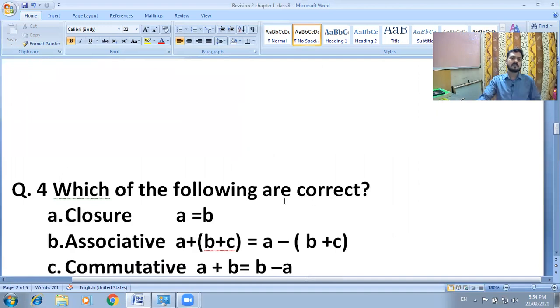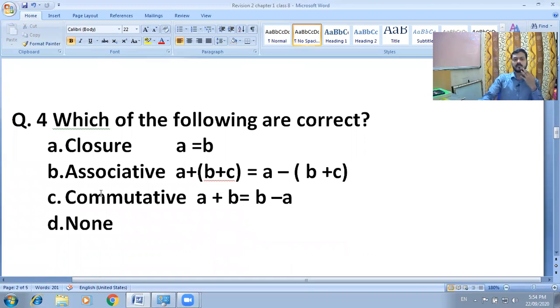Further, question 4: which of the following are correct? Which of the following options are correct means A, B, C and D. Option A: closure, A equal to B; associative, given properties; commutative, shown on screen. Observe which options and their answers are correct. Recall the closure property and its formula, the associative property and its formula, and the commutative property and its formula. If their name and formula are correct, then you can select the correct answer.